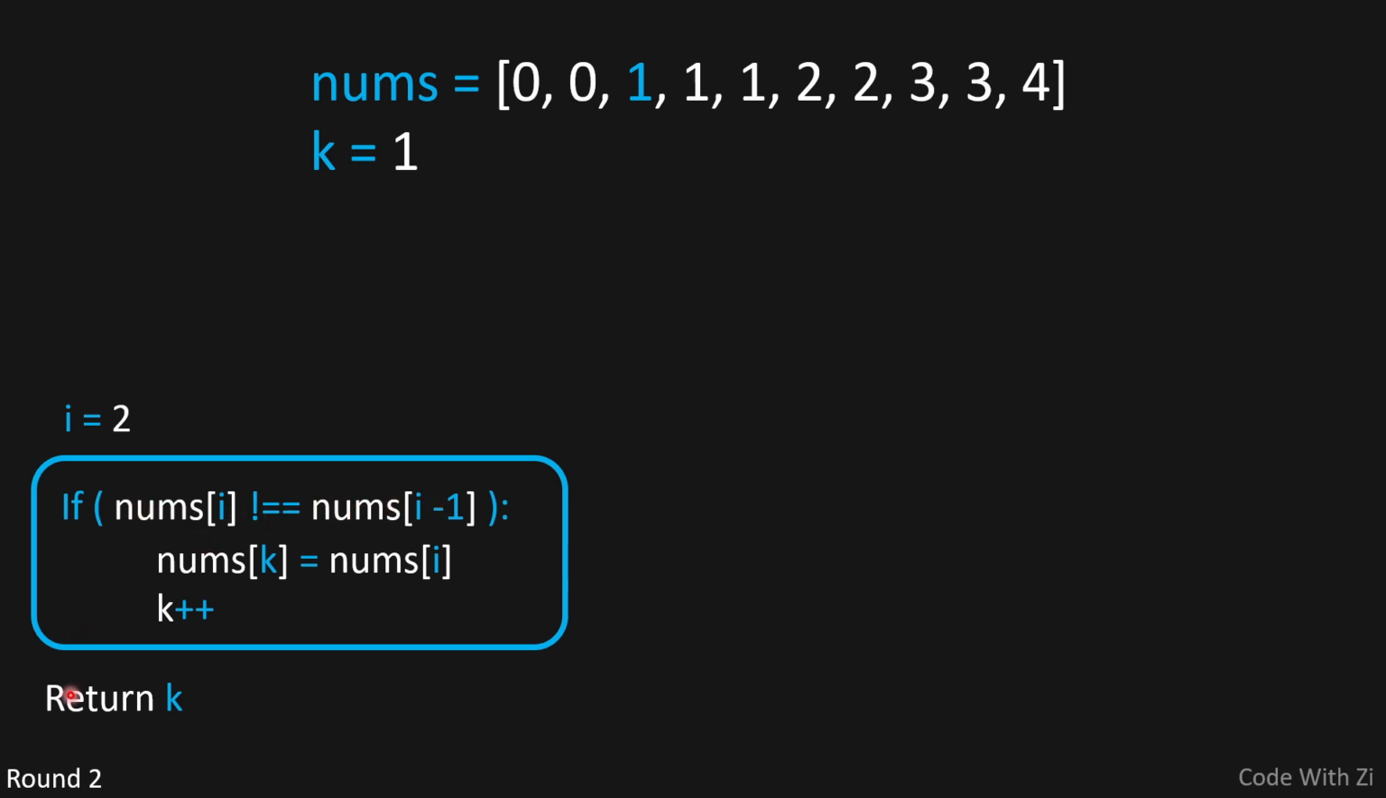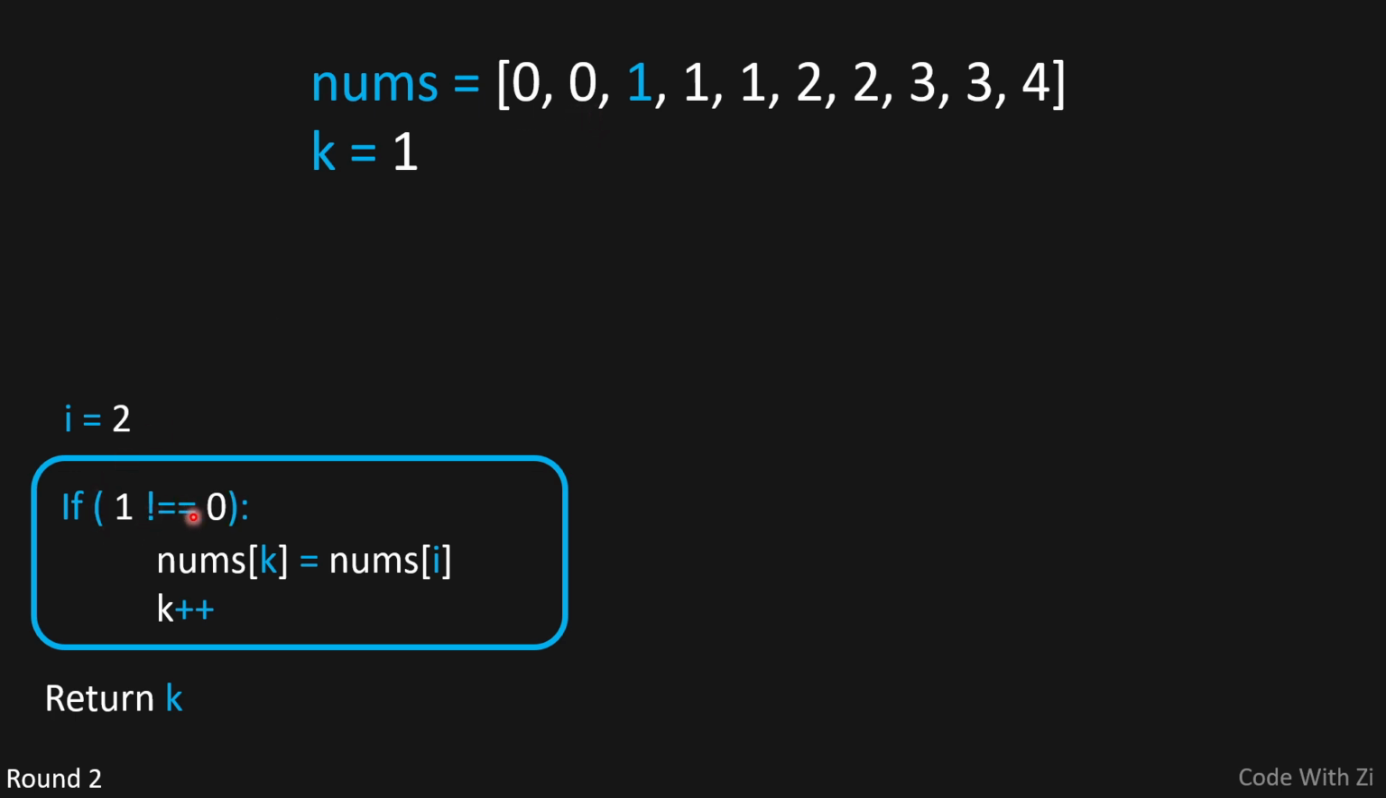In the next round, which is gonna be the second round of our for loop, our I has been incremented because of the for loop, and now I is pointing to the number with the index of 2, which is this number here. So now we're gonna ask if numbers of I is not equal to numbers of I minus 1. So numbers of I is gonna be 1. As you can see, it's 1. And then the number before it is gonna be the 0. So is 1 not equal to 0?